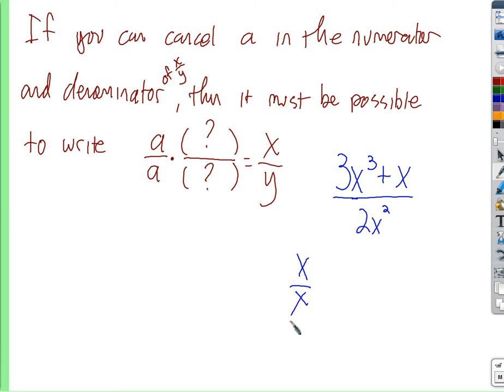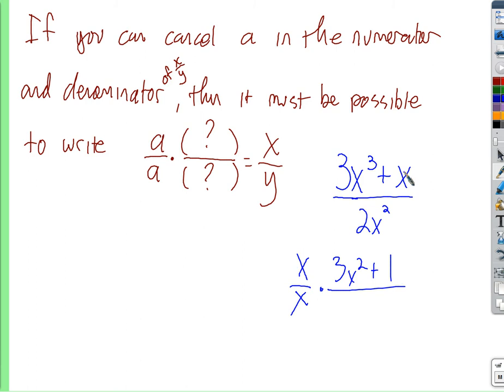X over x times some other fraction that gives me this fraction. If it's possible to do it, then whatever I write here will be the simpler fraction because x divided by x will be 1. So what can I put in the numerator that x times that thing will give me 3x cubed plus x squared? Jethro. 3x squared plus 1. Let's test it out. Can I use the distributive property and get exactly the same thing as the numerator? X times 3x squared, that would be 3x to the third, right? Multiply x squared by another x, that's just 3 x's we're multiplying together. X times 1 is x.